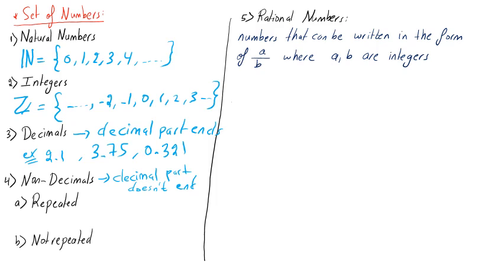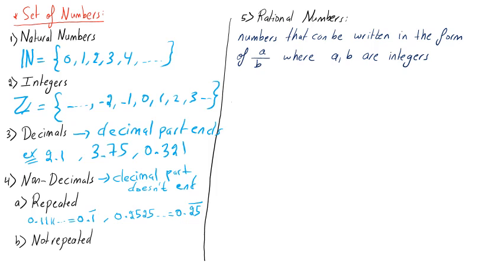What do we mean by repeated? For example, 0.1111, etc. is equal to 0.1 bar. This is the symbol of repetition. Or 0.252525, etc. is equal to 0.25 bar. Here we have one digit repeated. Here we have two digits repeated.